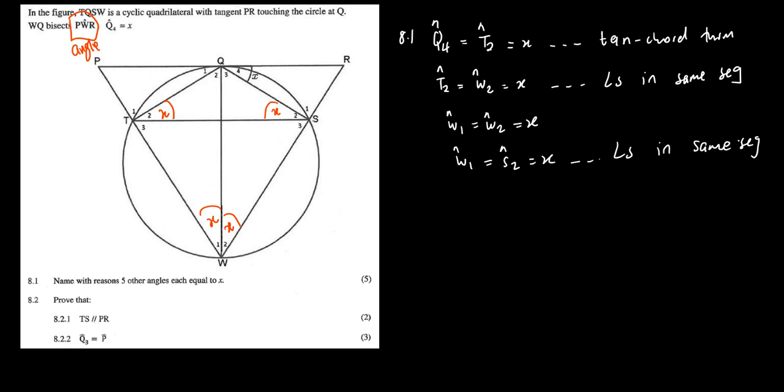Q1 is equal to S2. Oh, yes, true. Tan chord theorem. In fact, we have answered the question, but there are more, guys. Ne? There are actually more. If this is x, they are complete. Yeah, they're complete. So those are the ones that are equal to x.